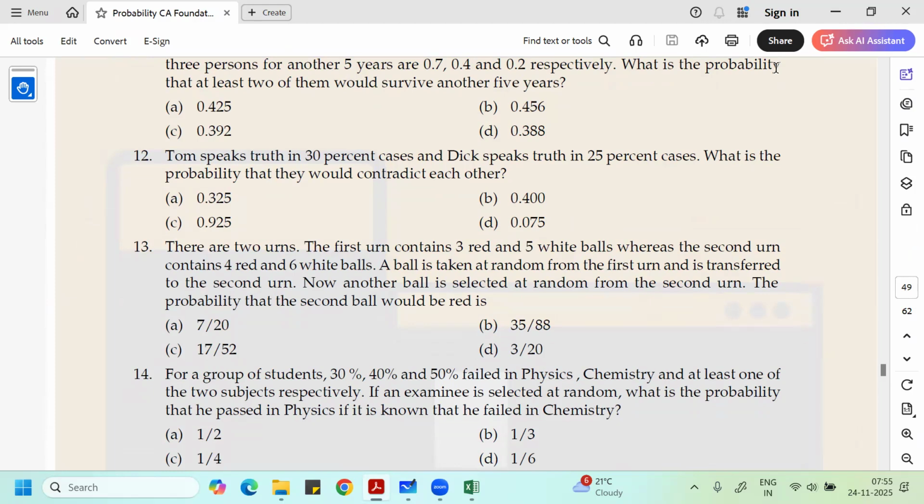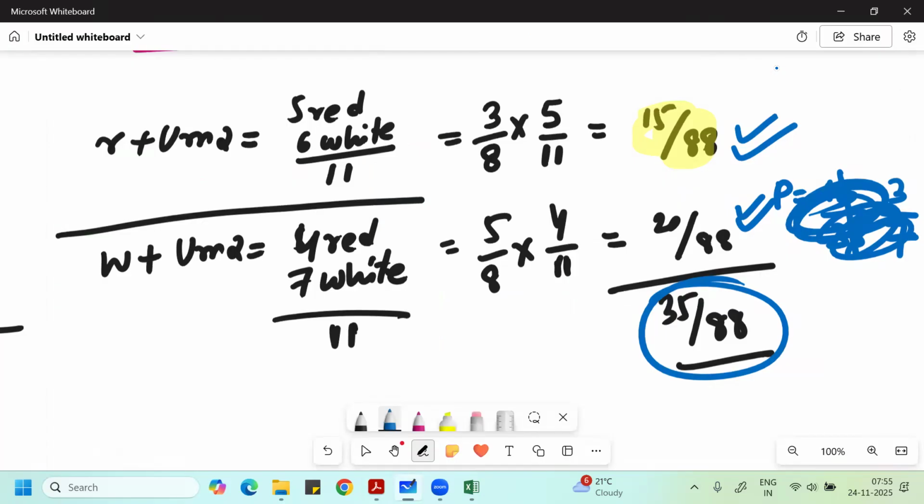Correct, right? So there are two urns. The first urn has three red and five white balls. The second urn contains four red and six white balls. A ball is taken at random from the first urn and transferred to urn two. Now another ball is taken from it. What is the probability it is red in color? Two cases are there: you draw a red ball from urn one and put into urn two, or you draw a white ball from urn one and put into urn two. The probability you will get a red ball from urn 2 would be 35 by 88.